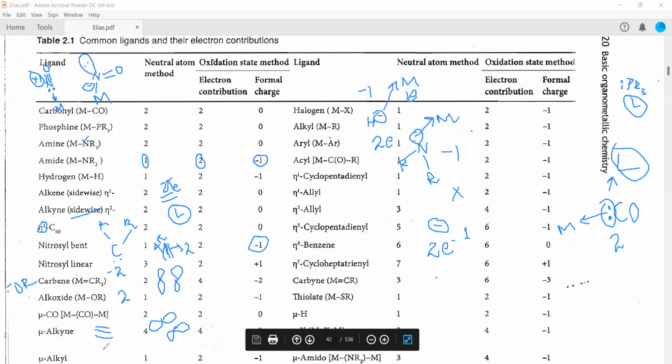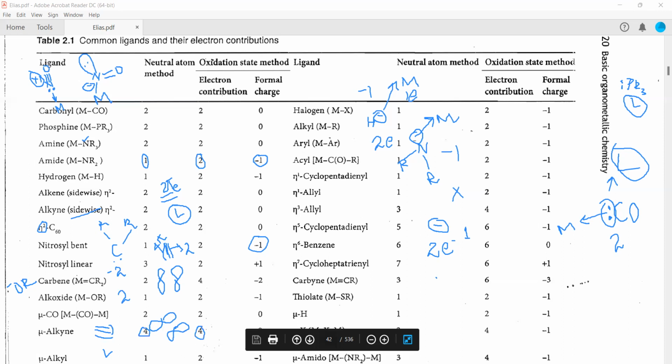Okay, it is again an L-type ligand, so the electron contribution from both the methods will be the same. Here, because no sidewise overlapping is written, you will count the electrons from both the pi bonds. So that will contribute a total of 4 pi electrons, and that is why the electron contribution will be 4 for both the methods, because it is an L-type ligand.